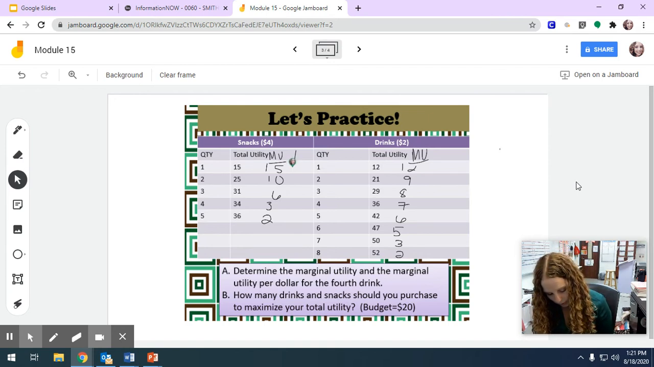So I'm going to divide that by the price. The price of the snacks is $4. So this one did give me some decimals, which is a little bit weird. 15 divided by 4 is 3.75. 10 divided by the $4 is 2.5. 6 divided by the $4 is 1.5. Sorry for my handwriting there. 3 divided by the $4 is 0.75, and the 2 would be 0.5. So that's my marginal utility per dollar for each snack that I might purchase.